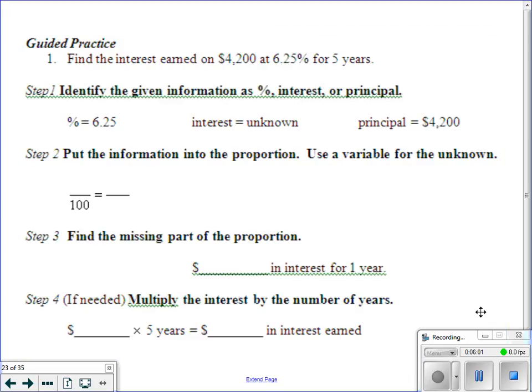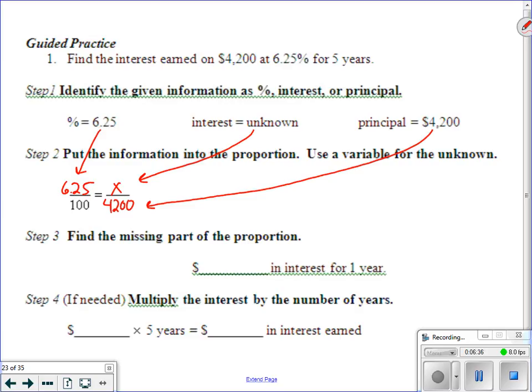Looking at the next example here, we've got to find the interest earned on $4,200 at 6.25% for 5 years. Okay, so we know the percent is 6.25. I'm going to put that over the 100. The interest, I don't know, but I know the interest goes on top. That's where I'm going to put my variable, and we'll just use X. The principal is $4,200. That's going to go on the bottom of the interest. And we have our proportions set up.